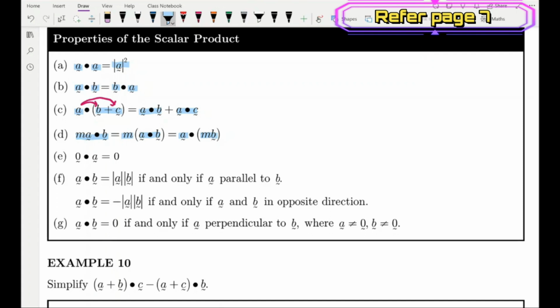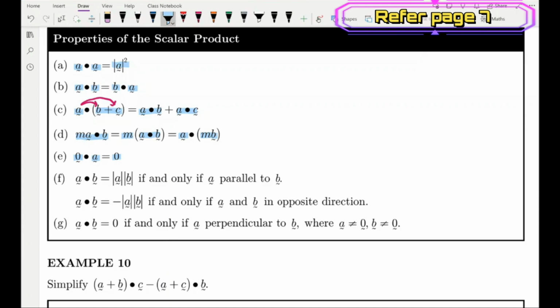What if we have vector 0 dot vector A? The answer must be 0 because each element we just multiply with 0. So the value must be 0.